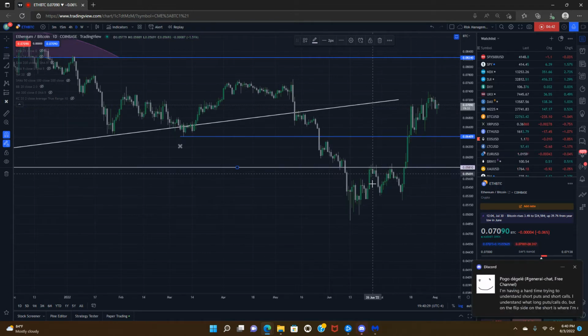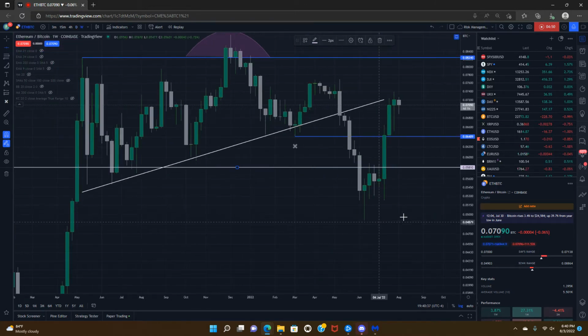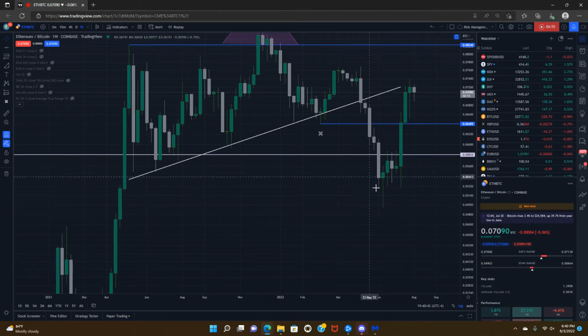So if you were short on the ETH-BTC pair, this would have been a good area to manage risk. You could have had a trailing stop, right? Maybe you were on the weekly chart and you were in a short from up here, looking for a little bit of a deeper retrace. Well, you have that stop loss.